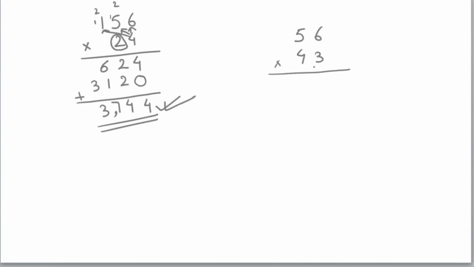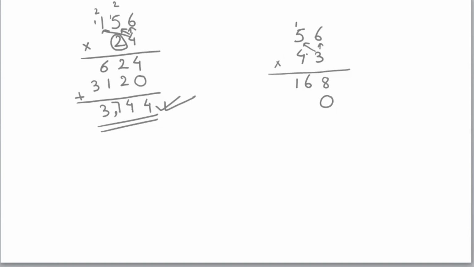3 times 6 is first. We have to start from right to left. That's why we are taking 3 first. And 3 times 6 is 18. 8 will come here, and 1 will go as carryover. Then 3 times 5 is 15 plus 1 is 16. Then 4. The value of 4 is 40. It is in the tens place. So we have to put a 0 placeholder and we have to shift to the left.